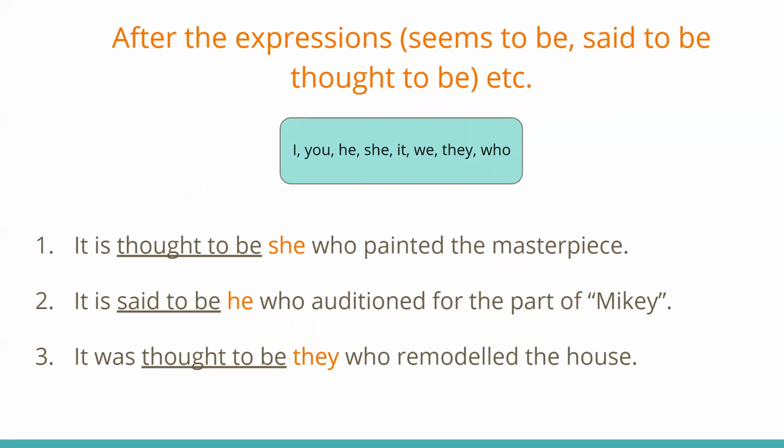We use subject pronouns after the expression seems to be, said to be, or thought to be, and any similar phrase. It is thought to be she who painted the masterpiece. Thought to be, subject pronoun. It is said to be he who auditioned for the part of Mikey. Said to be, subject pronoun. It was thought to be they who remodeled the house. Thought to be, subject pronoun. Again, underline important words and details. Underline relevant words.